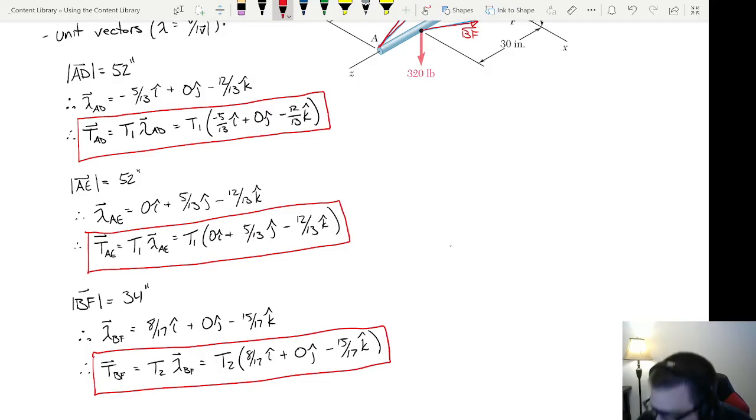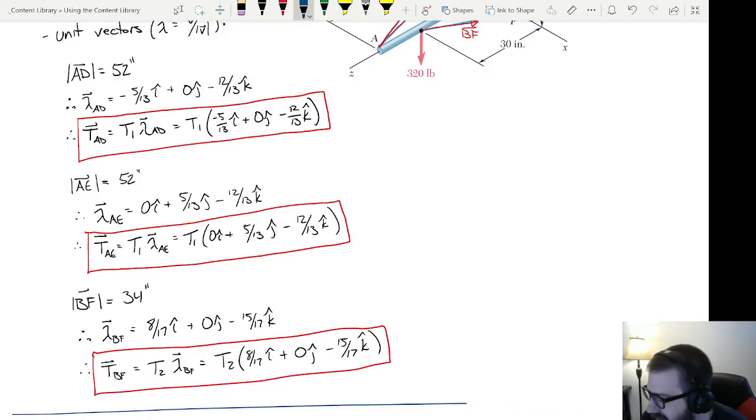I'd say the most difficult part about this problem is just the bookkeeping necessary to keep everything on track. That's probably the hardest part.